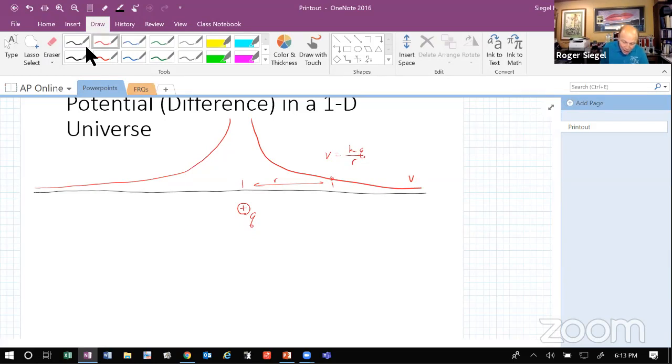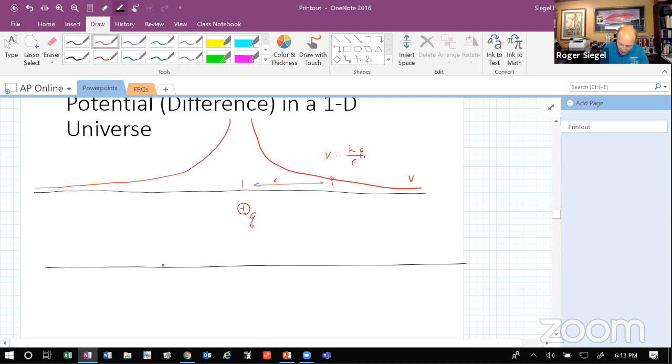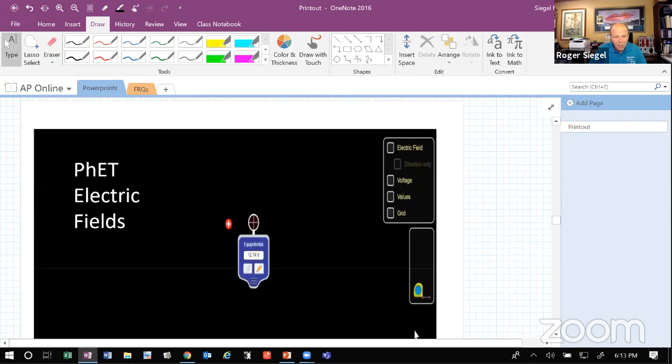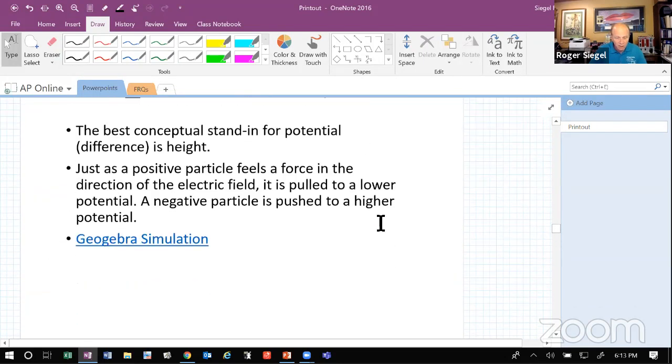Now, if I brought a negative charge into the universe with a positive charge, suppose I had a positive charge here and a negative charge here, well, then my potential in my one-dimensional universe would look like this, okay? And it would then go like this, and we'd have a well, and then we'd have something like this. Now that's a one-dimensional universe, okay? I want to show you a two-dimensional universe.